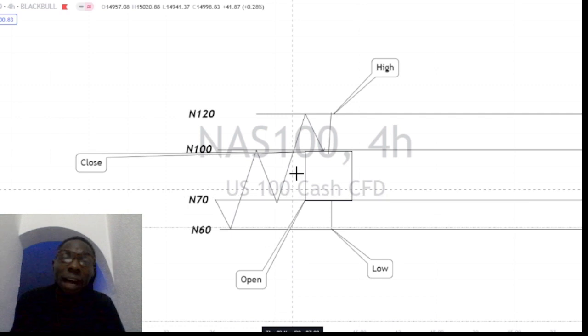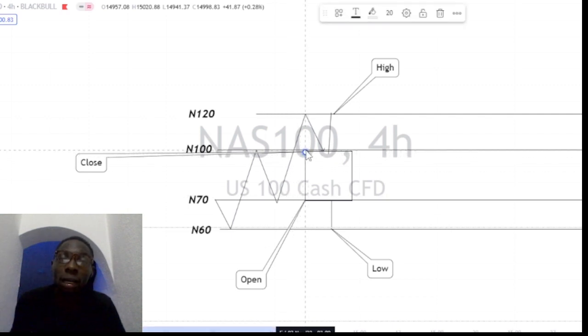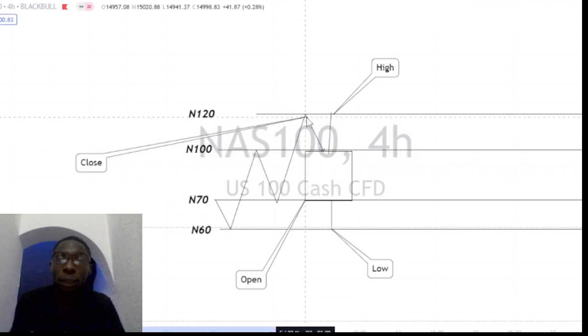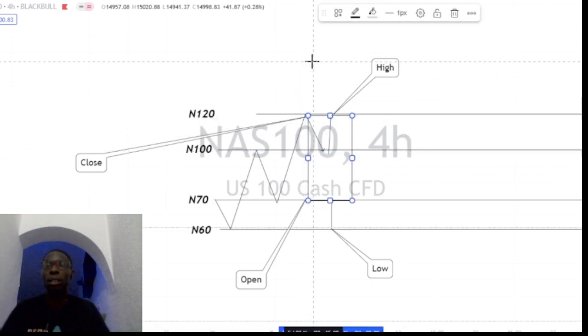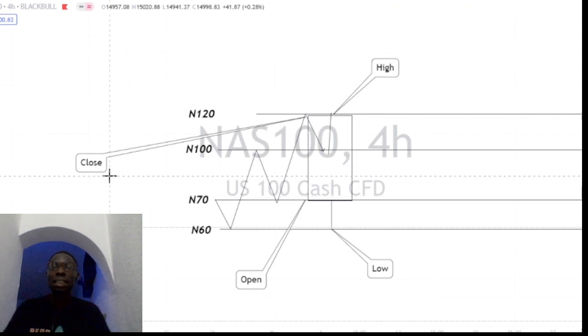We can always have the open and the close at the same point. We can have high and low at the same place. We can have close and high at the same point. You can have it this way. That's the close and the high at the same junction.